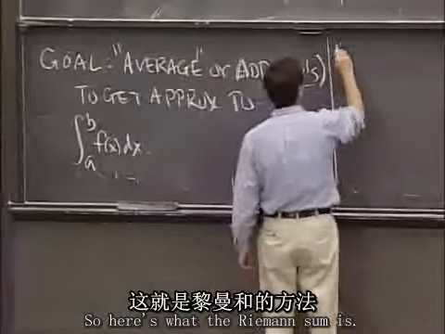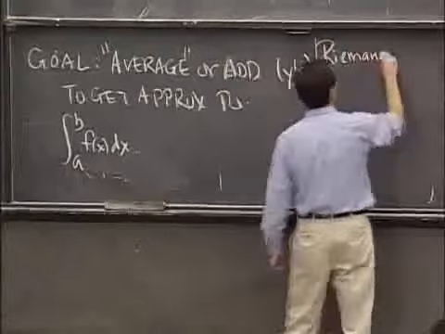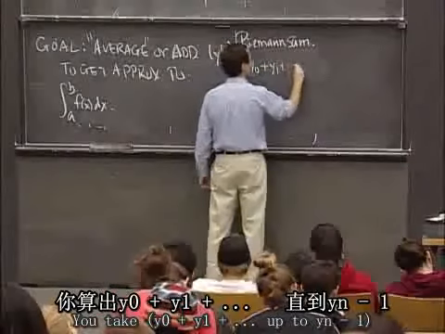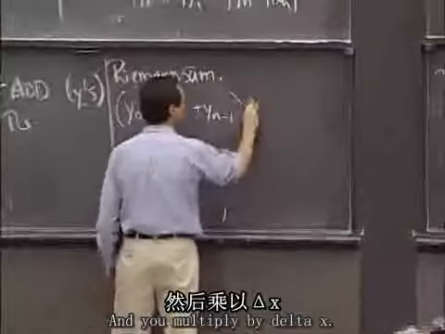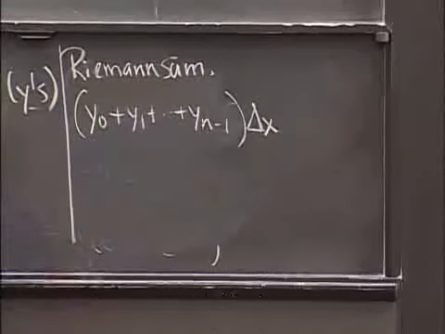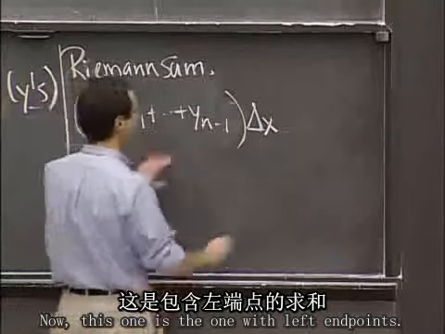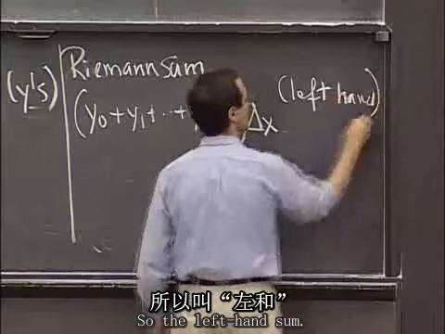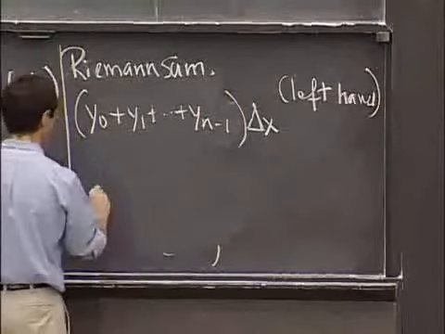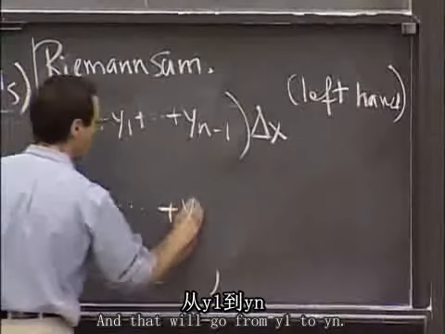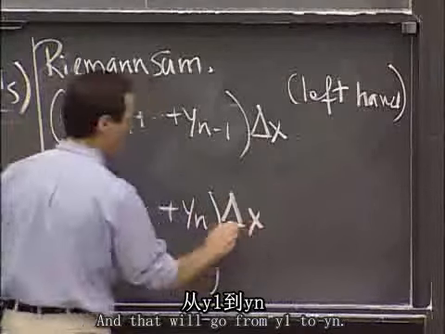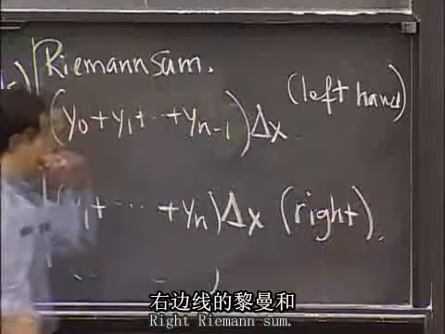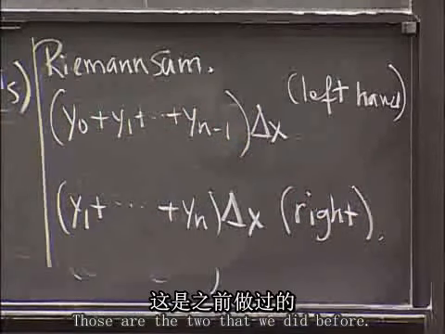So here's what the Riemann sum is. It's the following thing. You take y0 plus y1 plus up to yn minus 1, and you multiply by delta x. That's it. Now, this one is the one with left endpoints, so the left-hand sum. There's also a right one, which is if you start at the right-hand ends, and that will go from y1 to yn. So this one is the right Riemann sum. All right, those are the two that we did before.